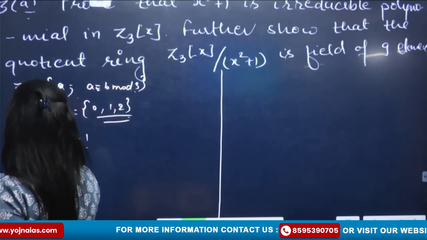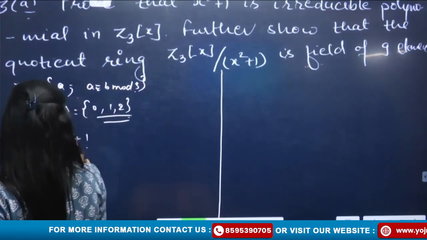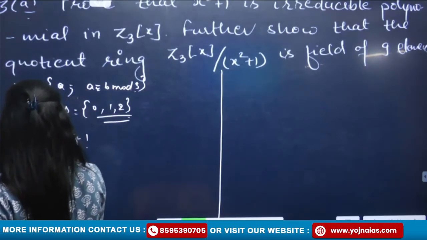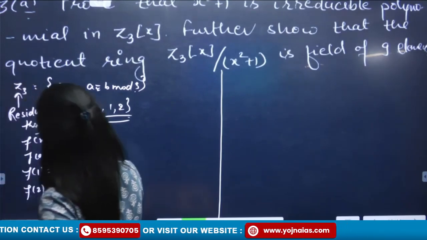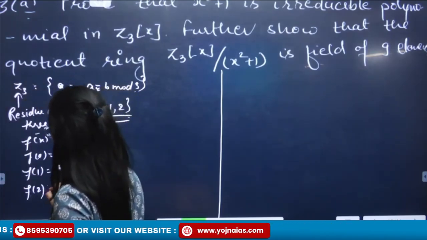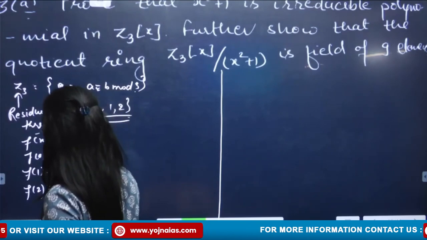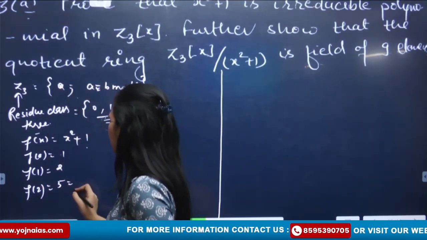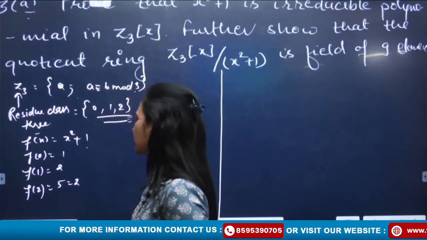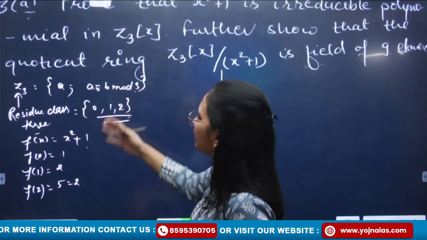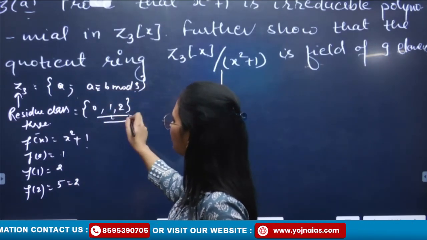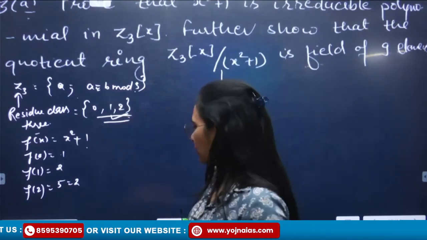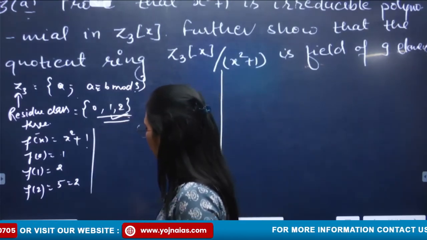f1 and f2. So what is f0? That is 1, that is not equal to 0. If you put x is equal to 1, then that is going to be 2. And if you put 2, then it is going to be 5. 5 can be written as, after dividing by 3, 2. So this is again not 0. And if 5 is not an element of Z3, you have to convert this into residue class, na? Okay. So that is the thing.